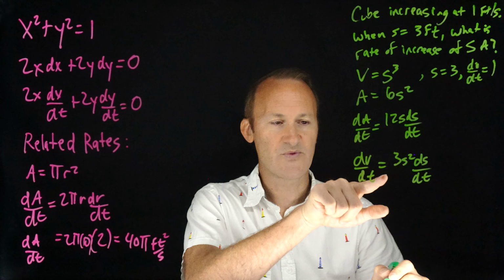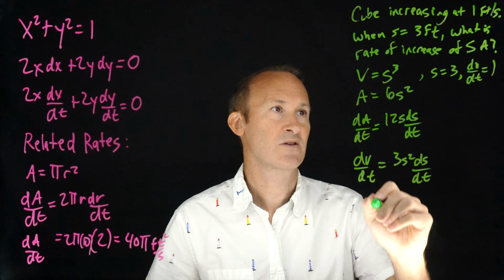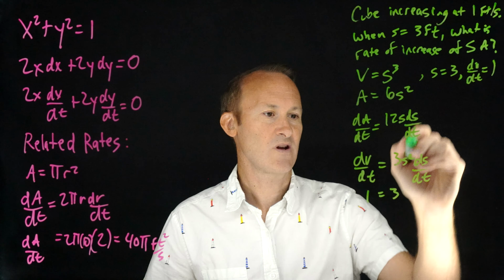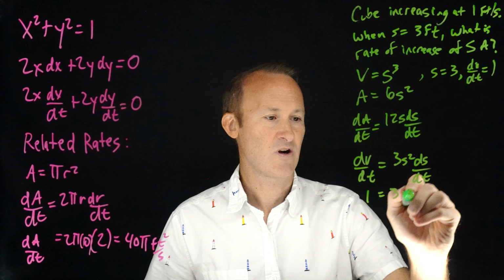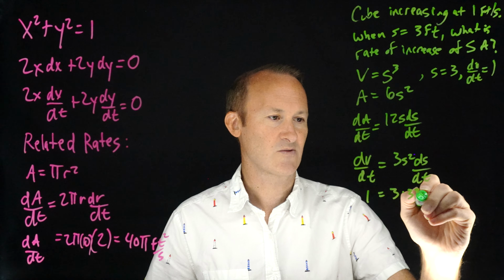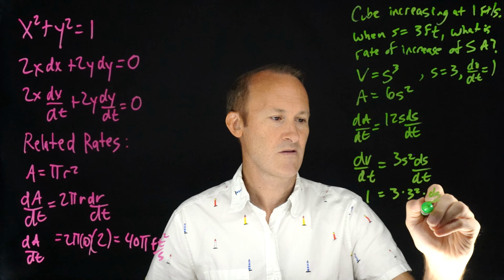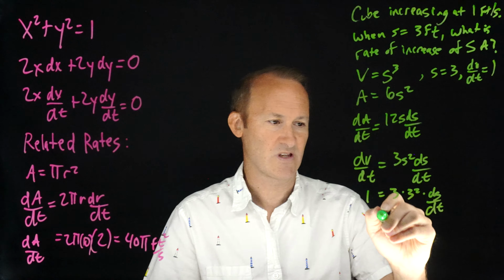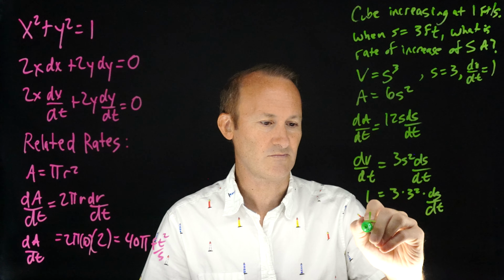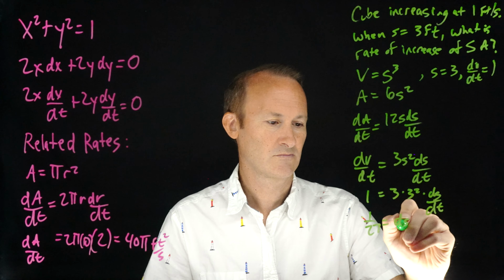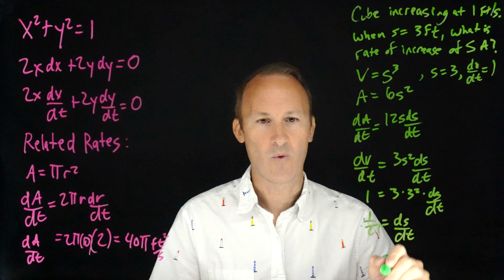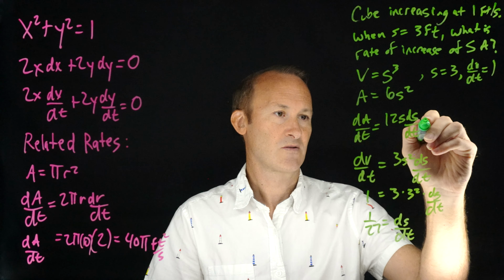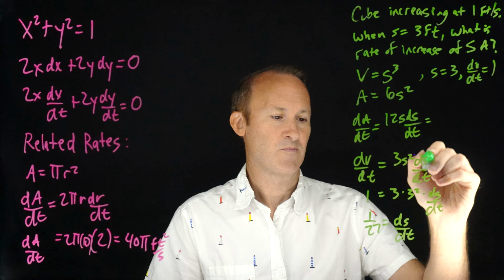So we can solve this second one for ds/dt because we have everything else. We've got dV/dt is 1, we've got s is 3, s squared is 3 squared, and ds/dt is what we're trying to figure out. And so we can do that. That's 1 over 27 is ds/dt. Now, if that's what we wanted, we would be done, but it's not. We want dA/dt. So now we can come back up here and plug it in.